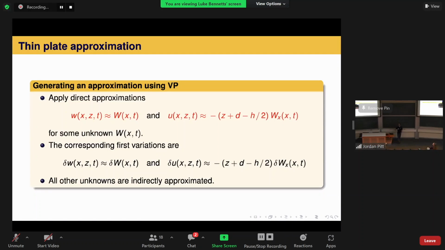So far, we just use this variational principle to derive the governing equations for the problem. Now I want to use the variational principle to derive an approximation. So what I'm going to do is apply the standard thin plate assumption shown in red at the top there, where we specified the Z dependence of the ice shelf motions. Note the only unknown that we have is capital W, which depends only on X and T. And then all of the other unknowns in the problem are approximated indirectly.